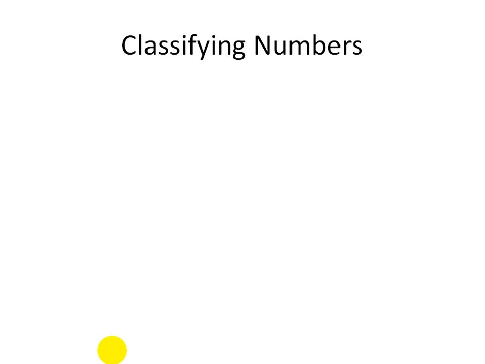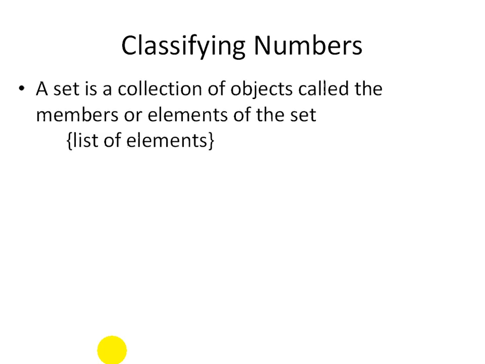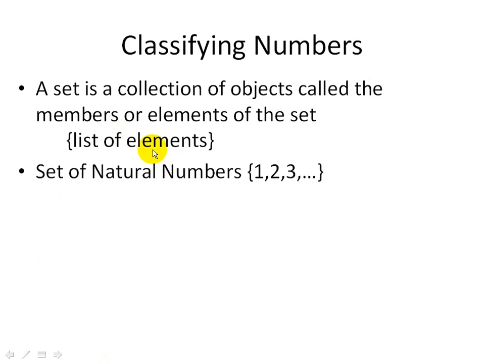Now let's do a little bit of definitions when we try to classify numbers. A little bit of review. First of all, a set is a collection of objects called the members or elements of the set. This is denoted by curly brackets, and you list the elements. Based on this definition, let's take a look at the set of natural numbers, which are basically counting numbers: 1, 2, 3, and so on.